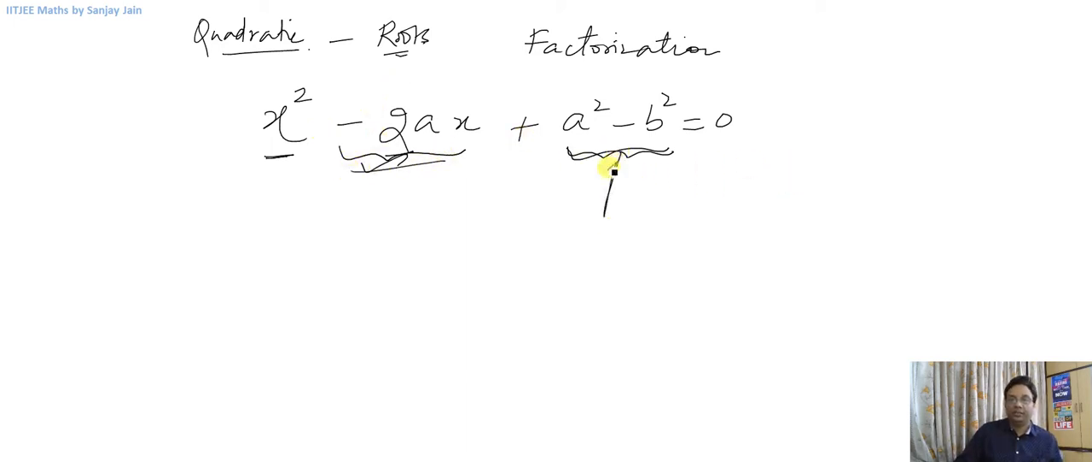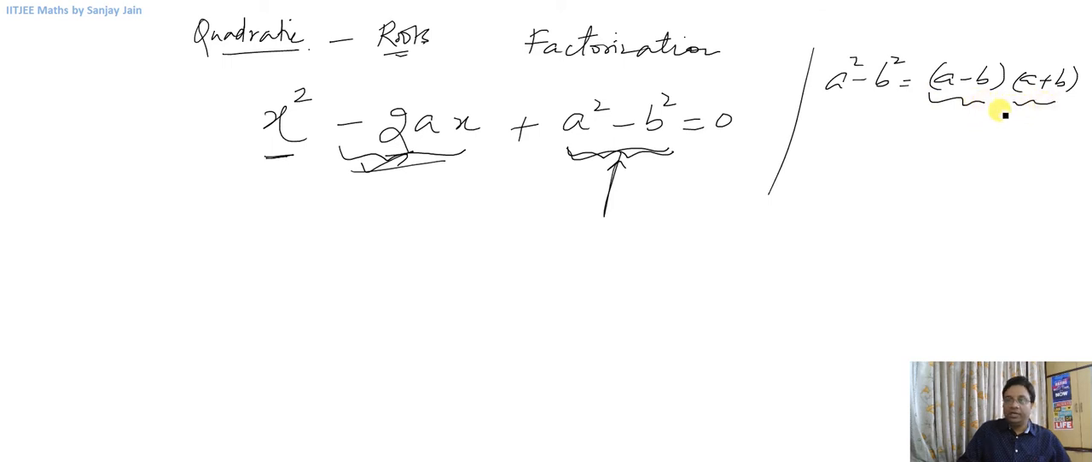So let us think about a square minus b square. What is a square minus b square? It is nothing but (a minus b) into (a plus b), right? So there are these two components. I need to adjust or manipulate these two components in such a way that I can produce this term. Okay, so you can see that if I add these two, a minus b and a plus b, b will get cancelled and you will be left with 2a.